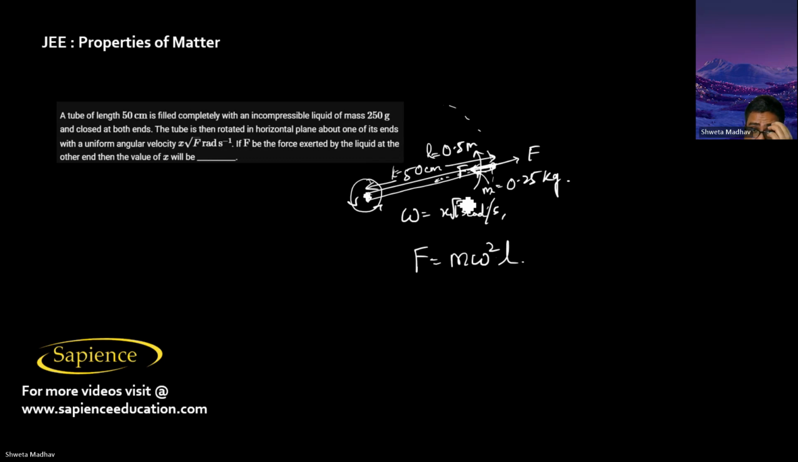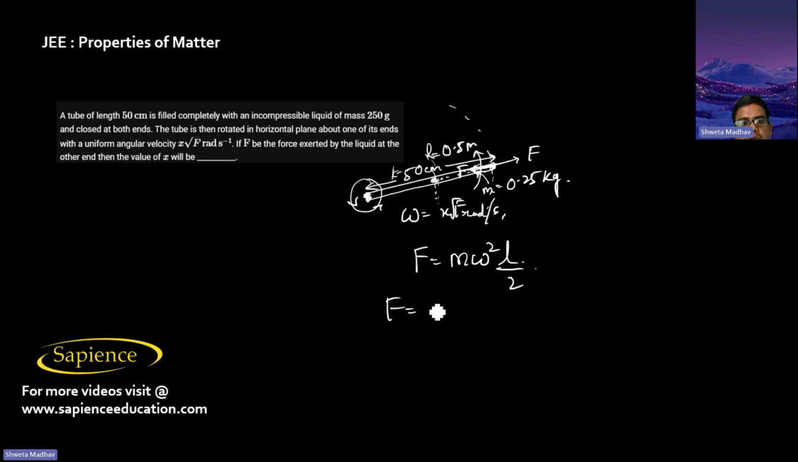F will be m omega square, and the entire mass will have its center of mass at the center. You can say this force is equal to m omega square into L by 2. So the center of mass is at the midpoint of the tube.